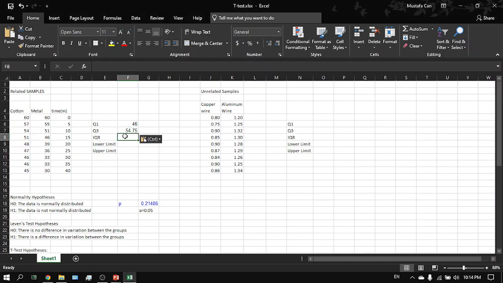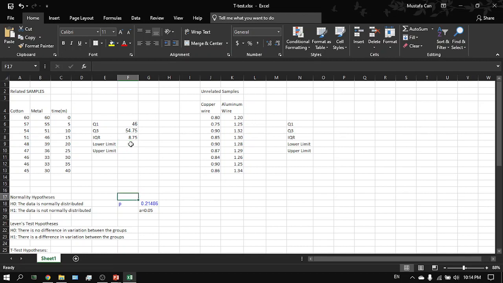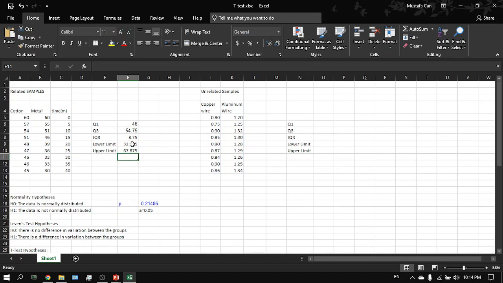Let's see. The interquartile range is Q3 minus Q1. I use this to find the upper and lower limits. Let's see. Lower limit is Q1 minus the interquartile range multiplied by 1.5. And let's say upper limit: Q3 plus the interquartile range multiplied by 1.5. This is the upper limit. Let's see if I did it right. Yes, I did it right.